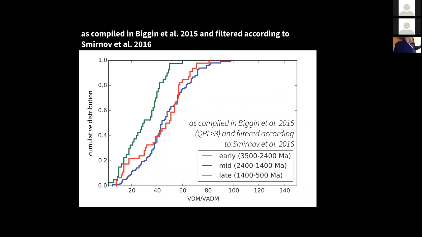However, this does not change the interpretation, if you're interpreting data by binning at the site level, that is individual snapshots of the field, that what's within this mid bin is appreciably lower in terms of the virtual dipole moment.